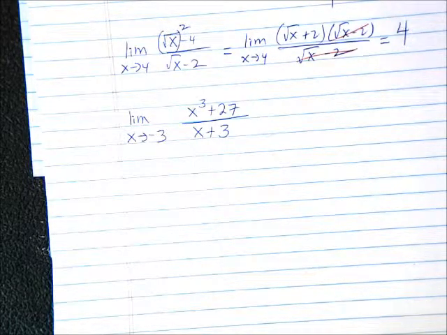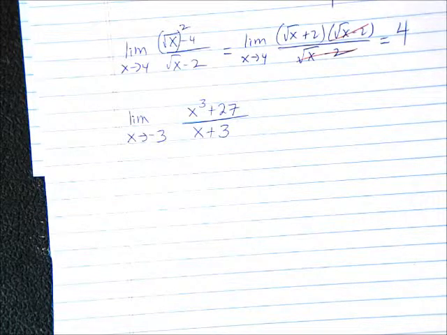Well, I tried to plug negative 3 in, and when I plug negative 3 in, I get 0 on top and 0 on bottom. So I must be able to do some fancy algebra. Anybody got any fancy algebra for me? Yep. Yep. Which is?